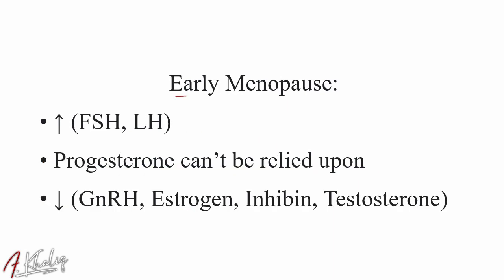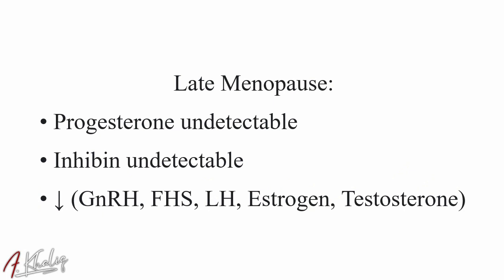In the early menopause, you have increased FSH and LH. Progesterone cannot be relied upon, and there's decreased GnRH, estrogen, inhibin, and testosterone. While in the late menopause, you're going to have progesterone which is undetectable. The same goes for inhibin, which is again undetectable, and there's decreased GnRH, FSH, LH, estrogen, and testosterone.